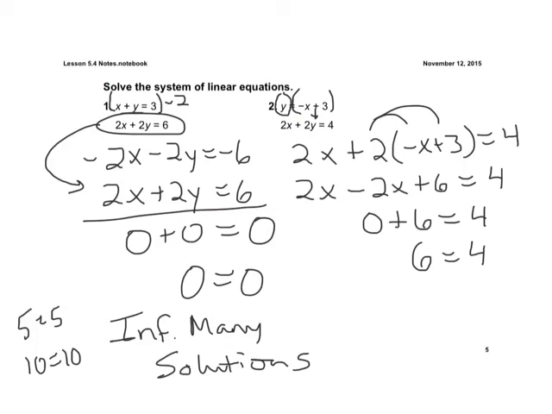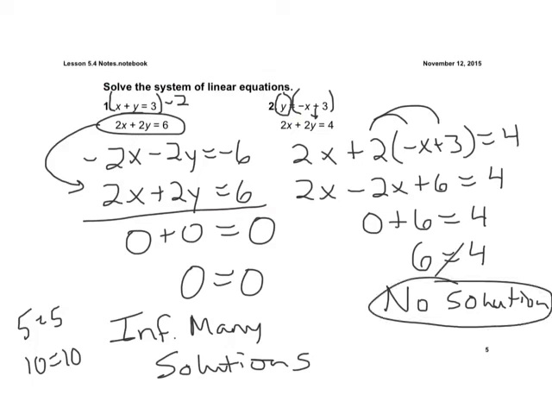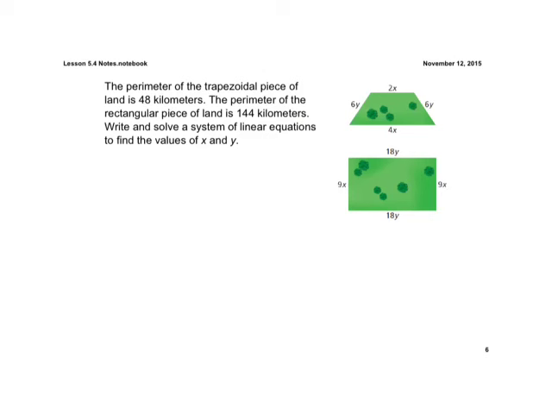If we get a false statement like 6 equals 4, we have no solution. No solution. If we get 6 equals 4, that's not true. No solution. Okay, that'd be like graphing parallel lines. If we were to graph those, put them both in slope-intercept form, we would get 2 parallel lines that never intersected. No solution.